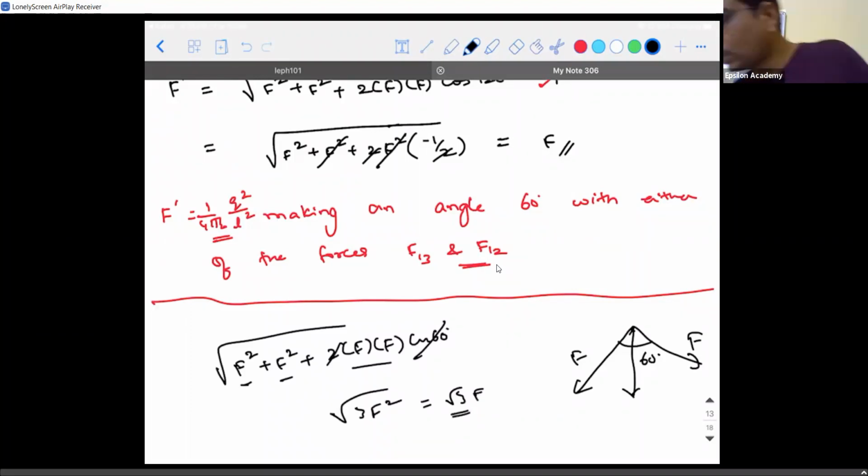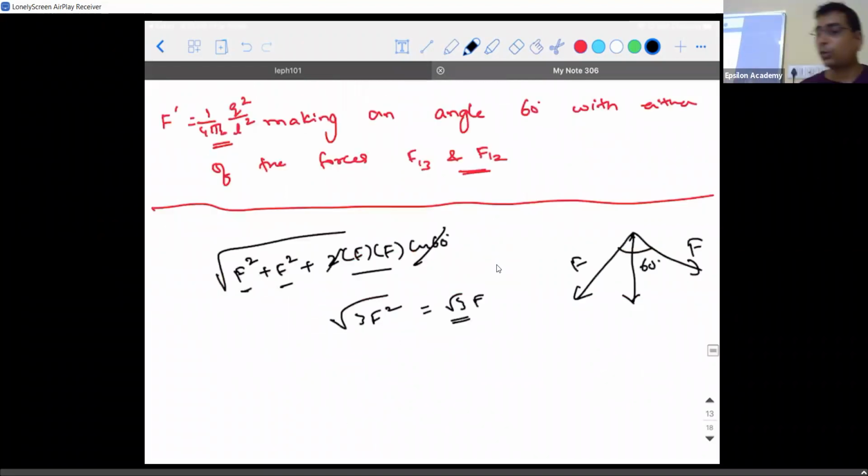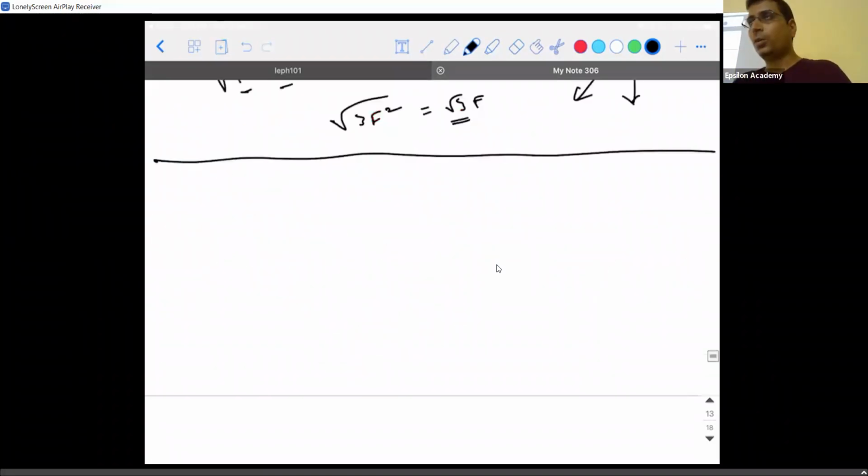Got it? So that's all about the force between multiple charges. Now we'll move to the next concept, which is called electric field.